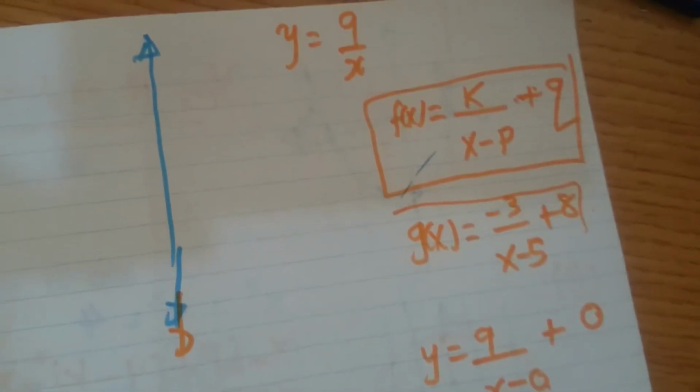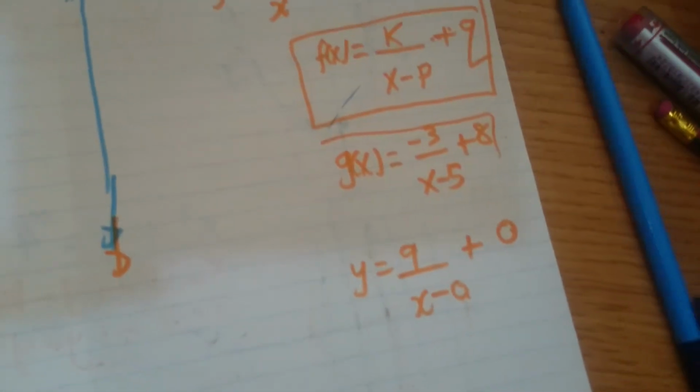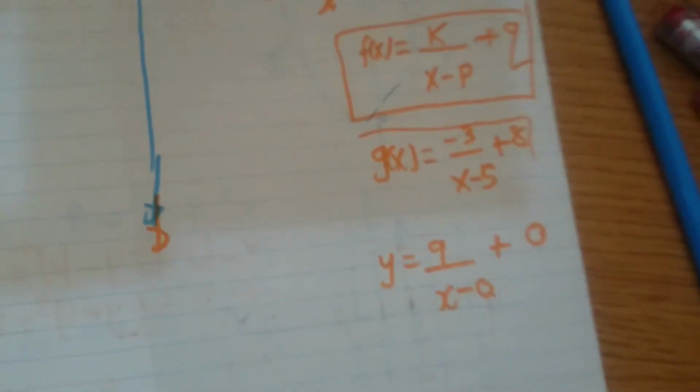What are asymptotes? Asymptotes are like fire. What do you mean by fire? It means it's not going to be touched. It is never touched. Asymptote means a line which will never be touched.